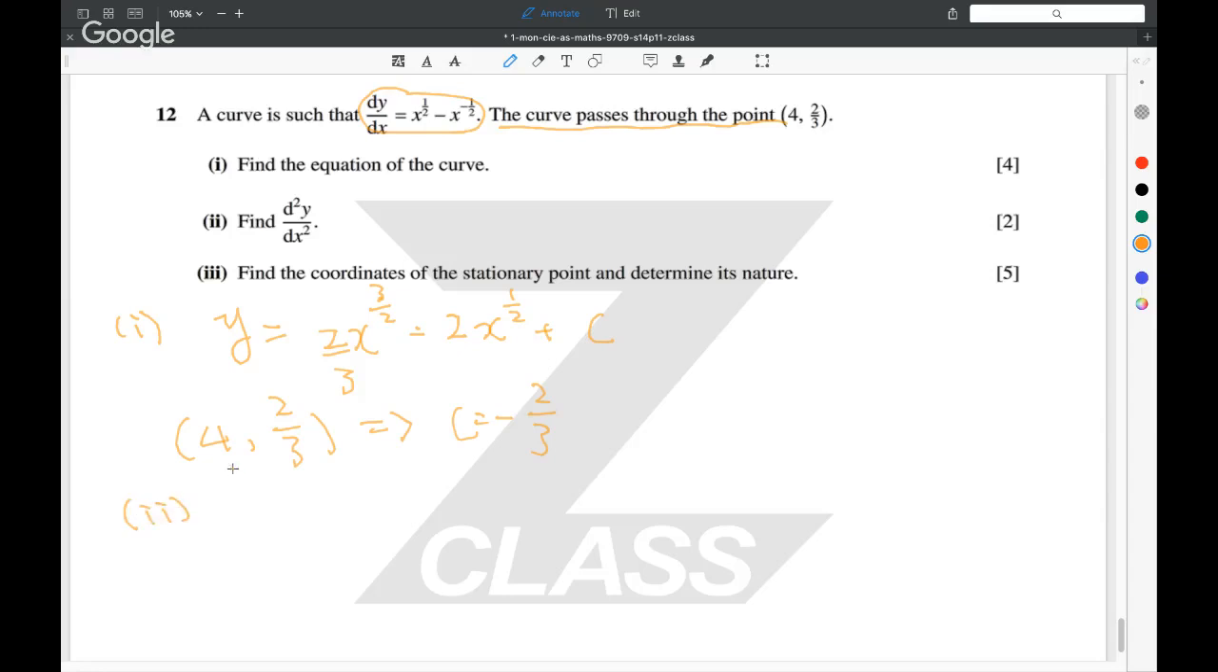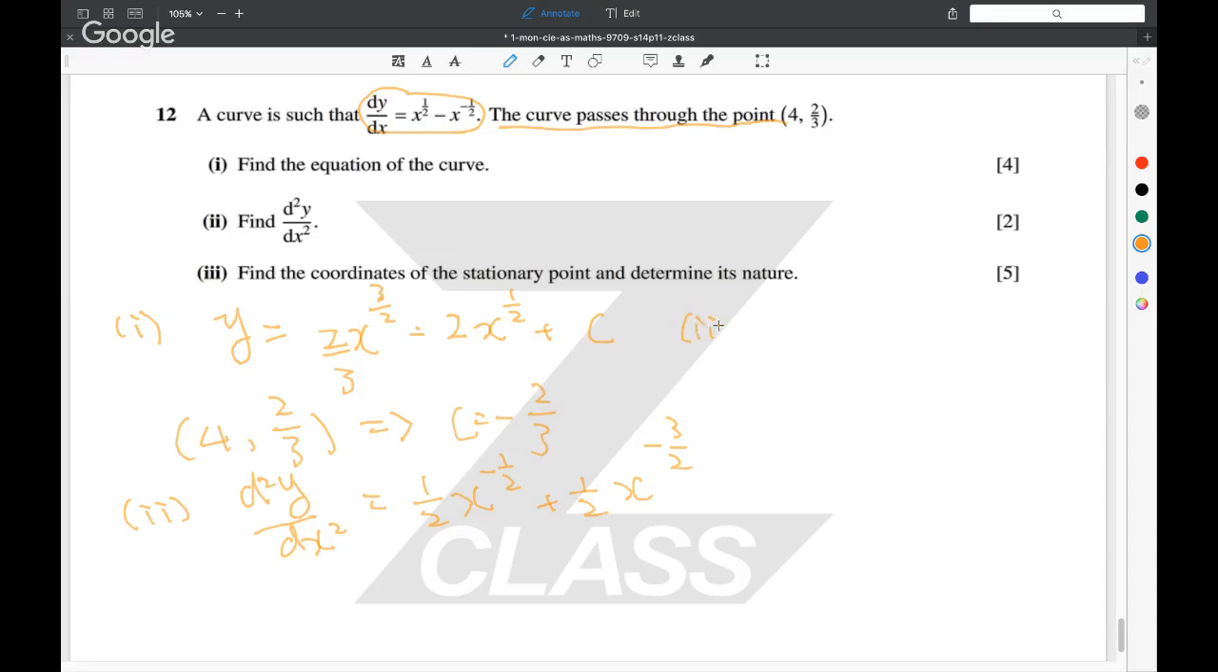Part 2 is asking for the second derivative of y. For the second derivative of y, we just need to differentiate the first derivative once more, and that will give you a half x to the power of minus half plus a half x to the power of minus 3/2.